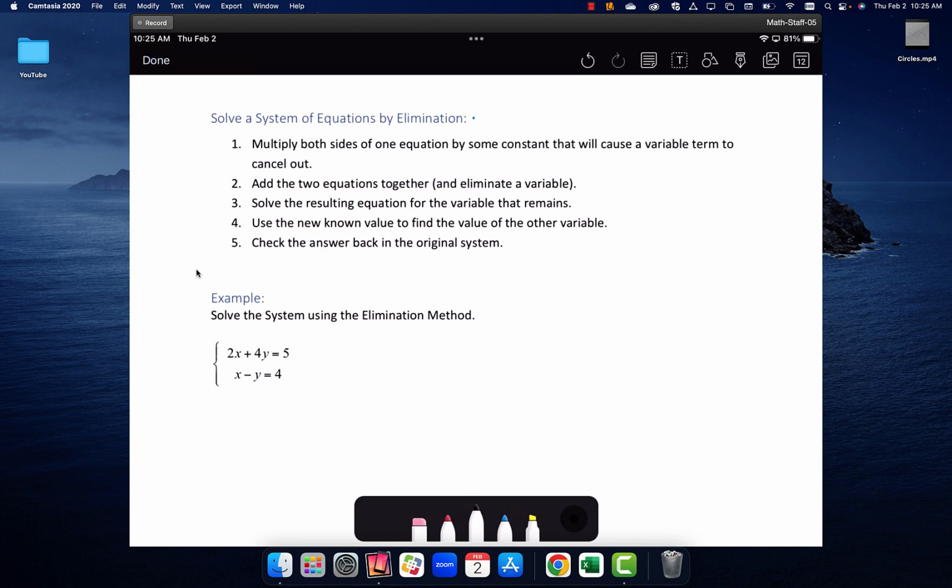Elimination is another way to solve a system of equations. This one's probably one of my favorites to do by hand. I think it's better than substitution personally. Step 1, multiply both sides of one equation by some constant that will cause a variable term to cancel out. Step 2, add the two equations together and eliminate a variable. Step 3, solve the resulting equation for the variable that remains. Step 4, use the new known value to find the value of the other variable. And step 5 is to check.